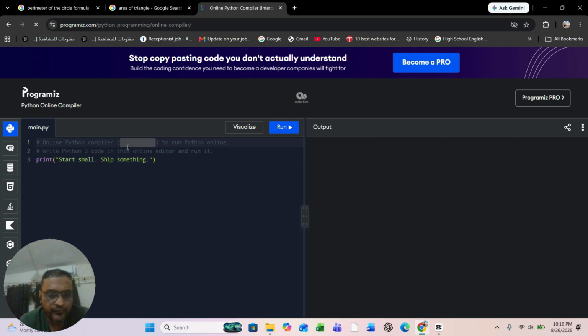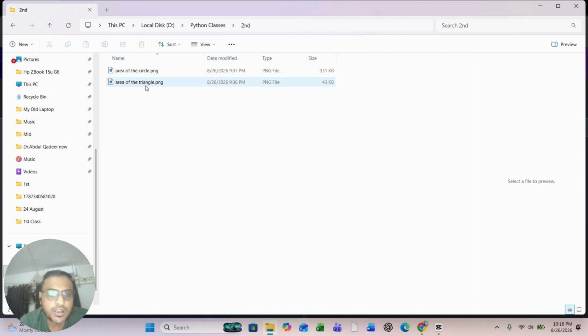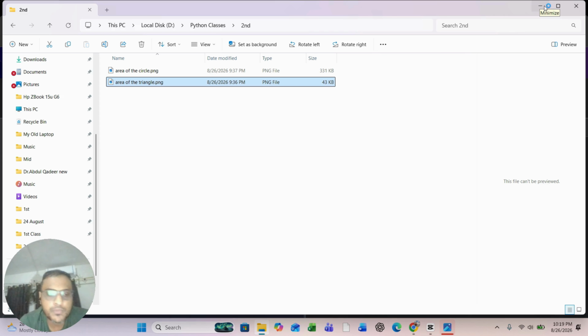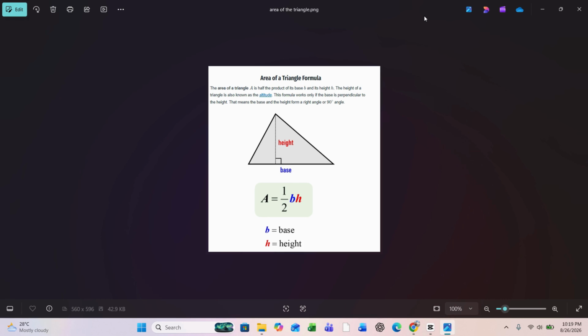Okay, so in the previous class we discussed how to add, subtract, multiply, and divide, the basic operations of Python. Now we would discuss how to generate mathematical formulas in Python. Like this is the formula. We would initiate with this one. This is basically the formula of the area of the triangle.